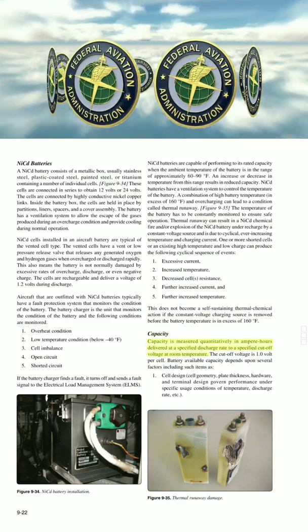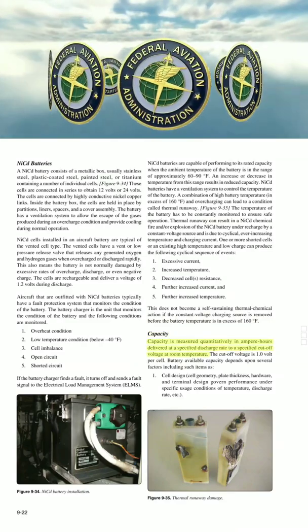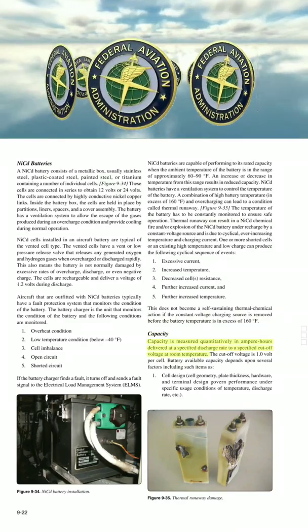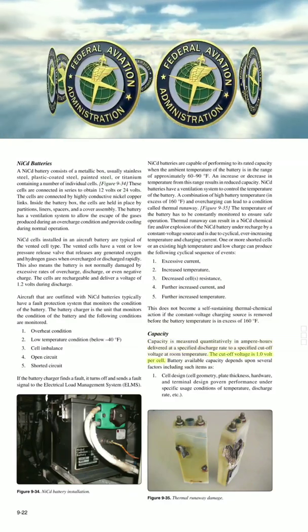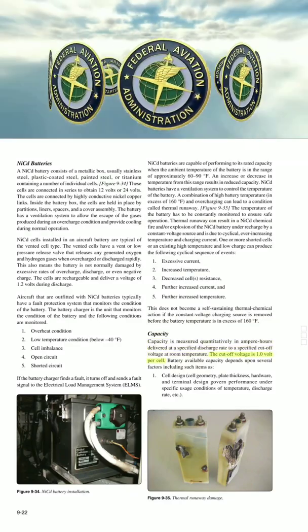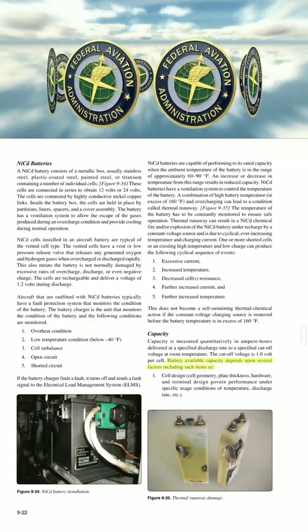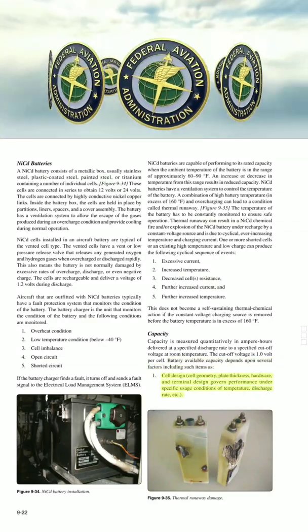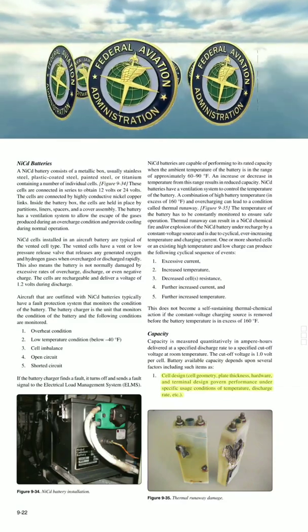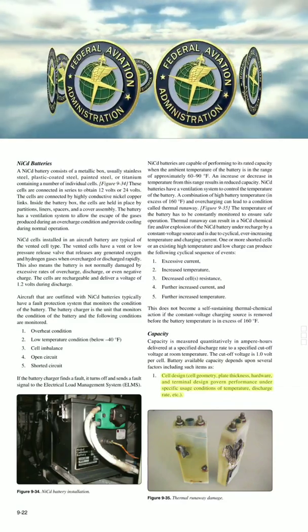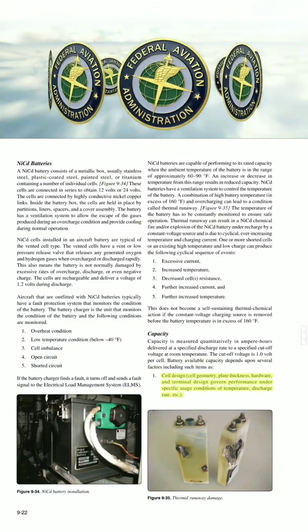Capacity. Capacity is measured quantitatively in ampere hours delivered at a specified discharge rate to a specified cutoff voltage at room temperature. The cutoff voltage is 1.0 volt per cell. Battery available capacity depends upon several factors including such items as 1. Cell design. Cell geometry, plate thickness, hardware, and terminal design govern performance under specific usage conditions of temperature, discharge rate, etc.